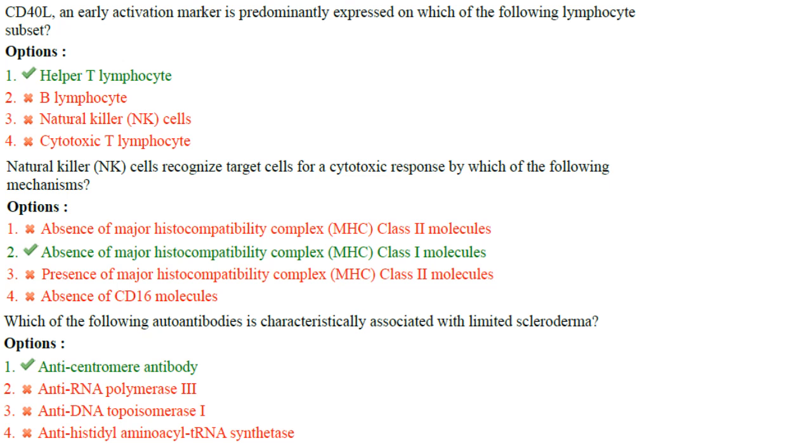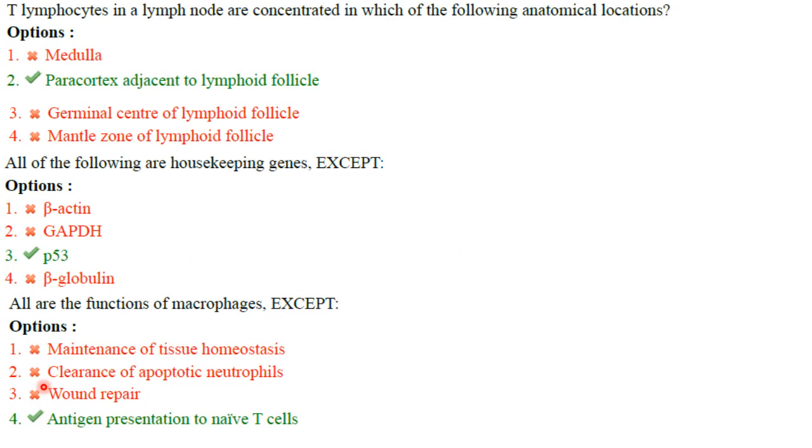Limited cutaneous scleroderma affects the skin on your fingers, hands, face, lower arms and legs below the knees. That is why it is called limited cutaneous scleroderma. Only limited regions of the body are affected. Next one. T lymphocytes in the lymph node are concentrated in which of the following anatomical locations? It is in the paracortex adjacent to the lymphoid follicle.